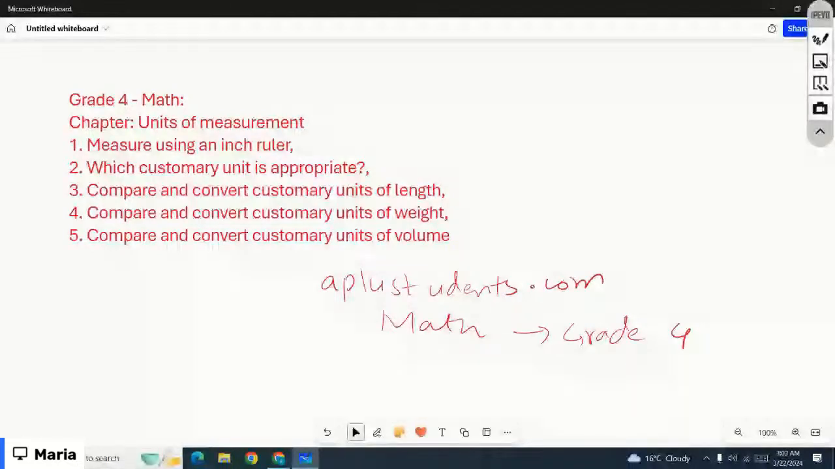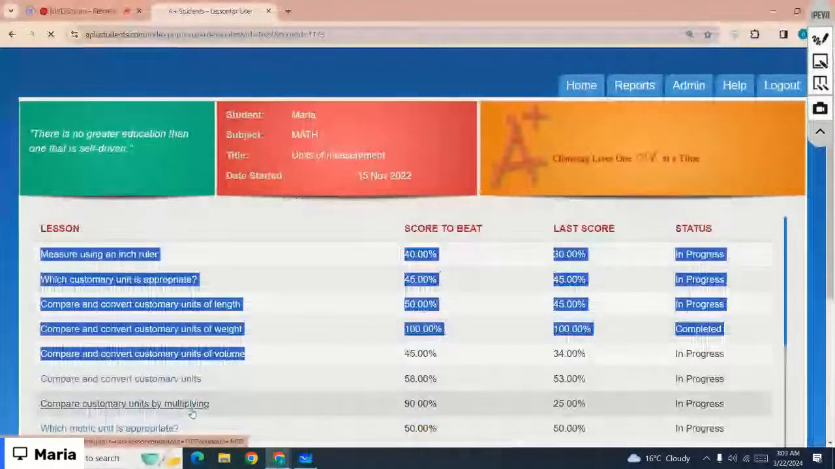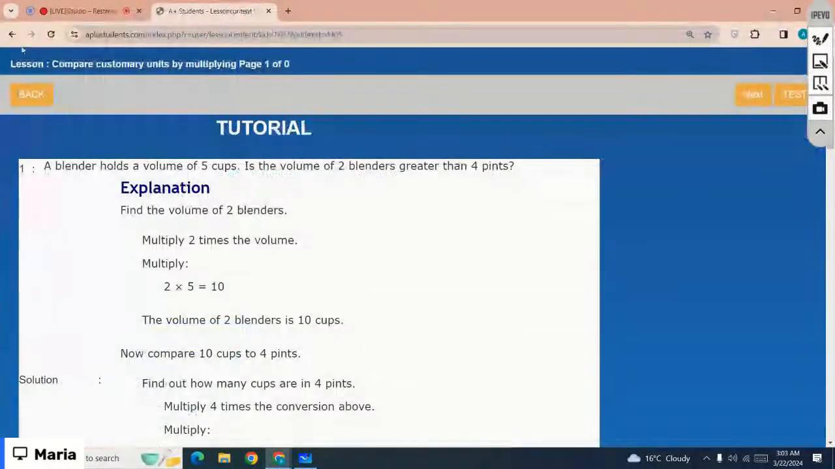Please make sure you have your notebook and pencil so that you can note down the important examples and definitions as well, right? Here I am on grade 4 math. The chapter we're going to start with is unit of measurement. Let's just start with the first lesson.